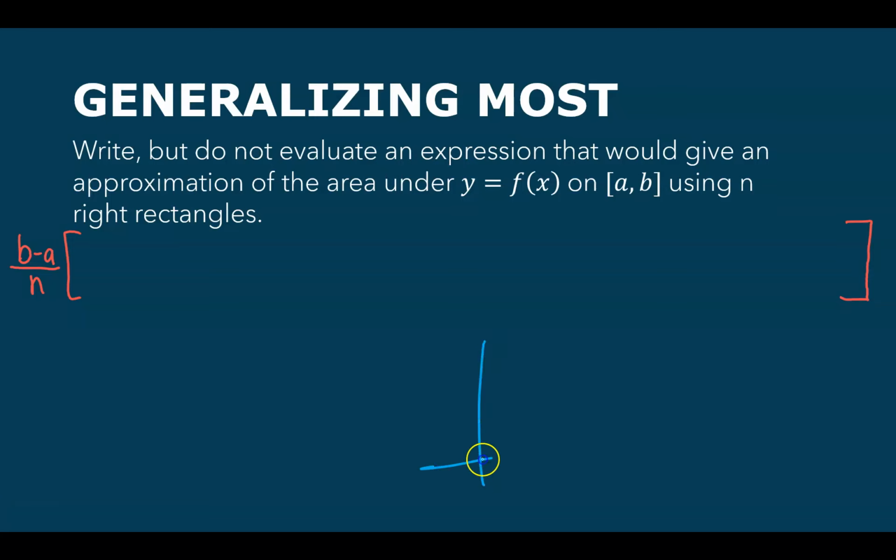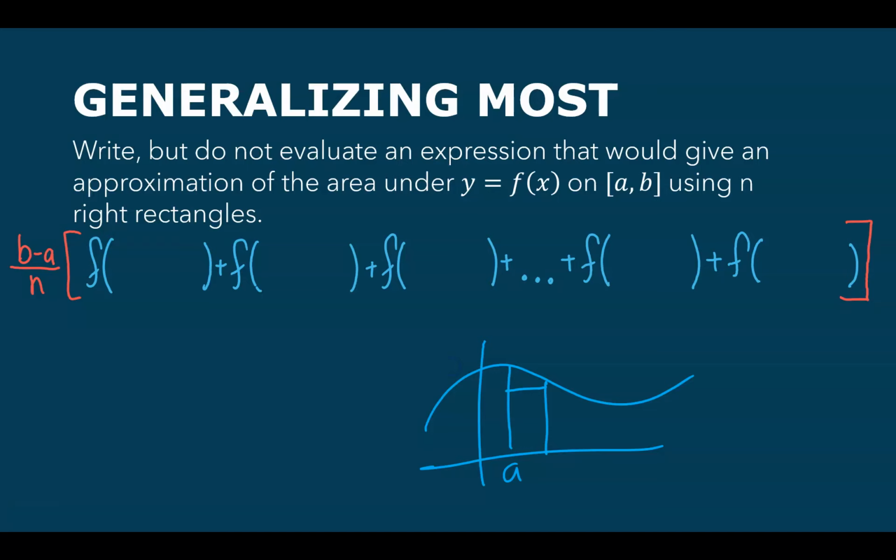So maybe we can think of some function. If we're using right rectangles, where are we finding the first height? We're finding the first height 1 width away from the left-hand endpoint. So that's going to be f of a plus b minus a over n. In fact, they're all going to be f of a plus b minus a over n's, right? Because we're always measuring away from that left-hand endpoint. The first input is 1 away from the left endpoint, 2 away for the second input, 3 widths away for the third. And then, well, we've already done the thinking.